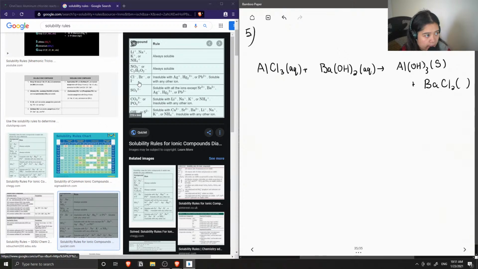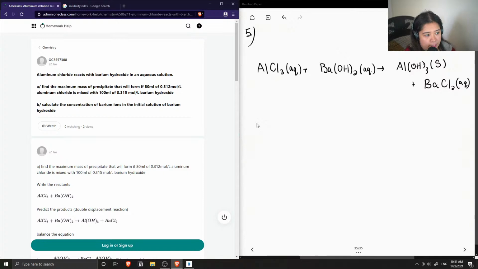So now let's look at barium chloride. If we look at this chlorine, when you have a compound containing chlorine, bromine, or iodine, this is insoluble with silver, mercury, or lead, and it's soluble with any other ion. So in our case, it is paired with the barium, so this compound is aqueous. Okay, so we know our products now, and to answer the next questions, we just need to first balance the reaction. So notice we have 3 chlorine ions and 2 hydroxide ions on our reactant side, and we have 3 hydroxide ions and 2 chlorine ions on our product side.